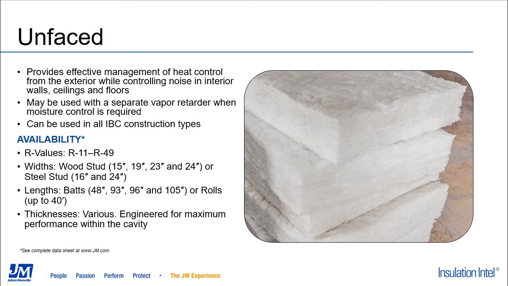And while there are many pre-faced options available that we'll go through for fiberglass batts, particularly for moisture control, it's also acceptable to install a vapor barrier separately. This product can be installed in all construction types, residential and commercial, and we have a wide range of R values to meet climate zone or building application, and typical sizes are available for wood or steel frame studs. We do have a product availability list that has all the R values and sizes of fiberglass batts that JM currently produces. And if you don't see something you're looking for in that list, just reach out and we'll get you in touch with a local sales representative.